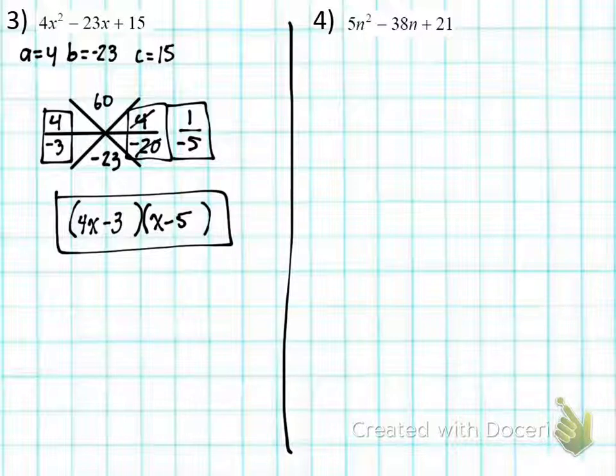We have 5n squared minus 38n plus 21. Okay, this one's a little harder, right? But we could do this. Here we go. What's a equal to? 5. Good. Make sure you're doing this one alongside with me. B is? Negative 38. C? 21. Good. Okay, now we're going to draw our x box, okay?